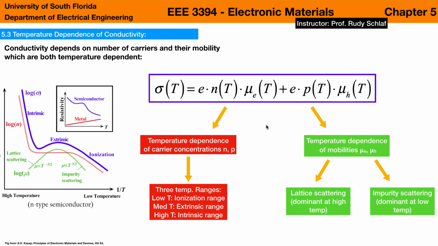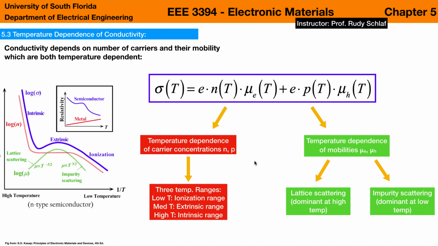Let's move on to subchapter 5.3, temperature dependence of conductivity in semiconductors. You already know that conductivity depends on the carrier density and the mobility of those carriers, and in the case of semiconductors for electrons and for the holes. And you also know that both of these factors are temperature dependent. So if we want to talk about the conductivity temperature dependence in a semiconductor, we need to look into the temperature dependence of the carrier density and the temperature dependence of the mobility.